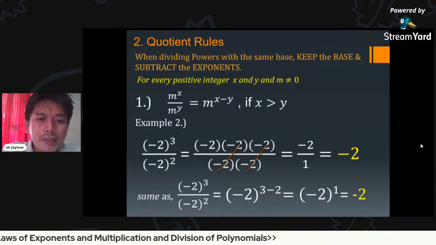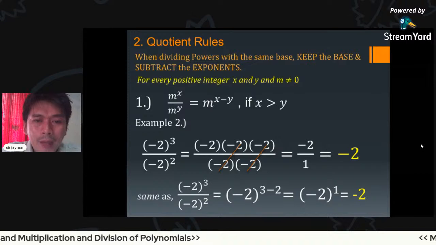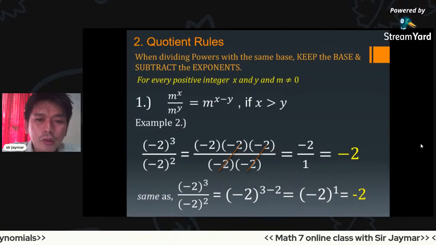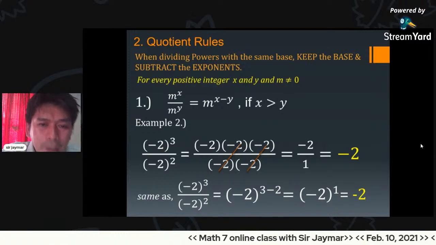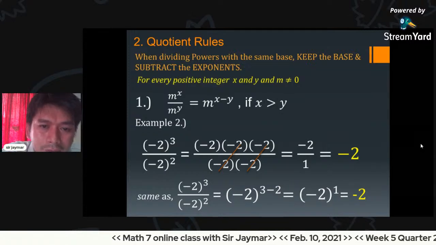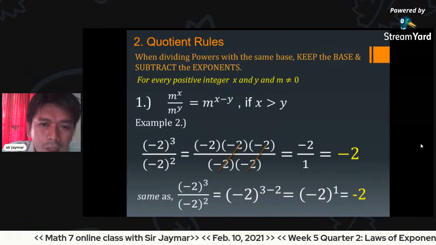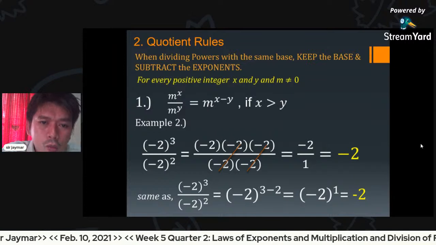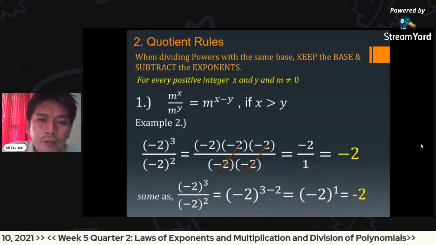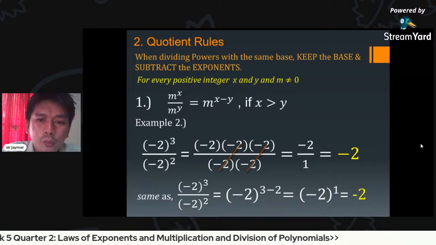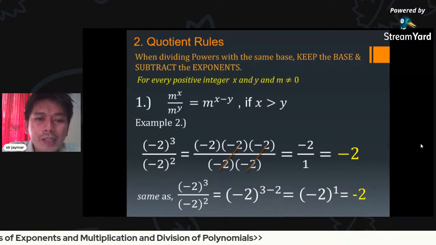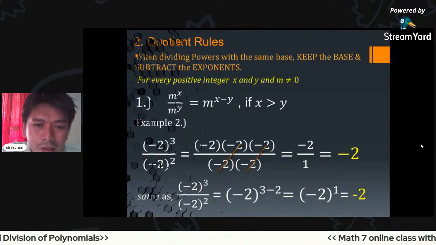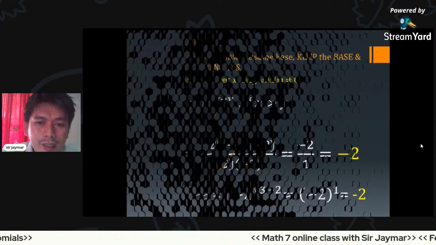So you're going to cancel all the numbers that are the same, and then the remaining will be negative 2. There is no number remaining in the denominator, that is why you represent it by 1. So 1 times 1 is 1, and negative 2 divided by 1 is negative 2. The same as the solution, the same answer. Okay, next.